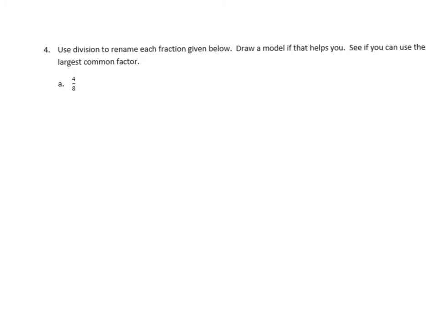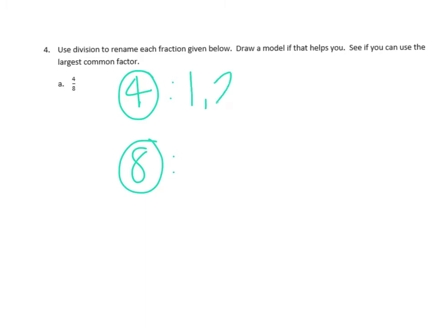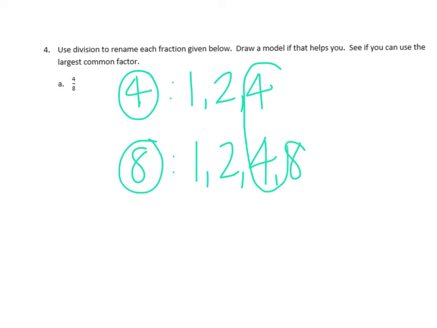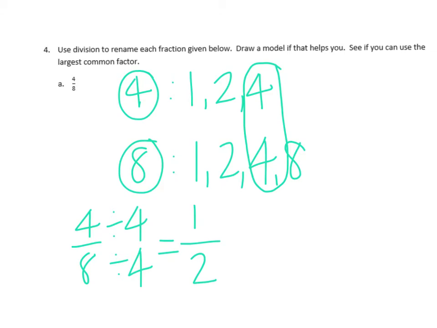First, let's think about the factors of 4 and the factors of 8. The factors of 4 are 1, 2, and 4. The factors of 8 are 1, 2, 4, and 8. What is the greatest factor of 4 and 8? The largest factor that they have in common is 4. So we are going to divide our fraction 4/8 by 4, which is the greatest common factor. So 4 divided by 4 is 1, 8 divided by 4 is 2. So our fraction is 1/2.